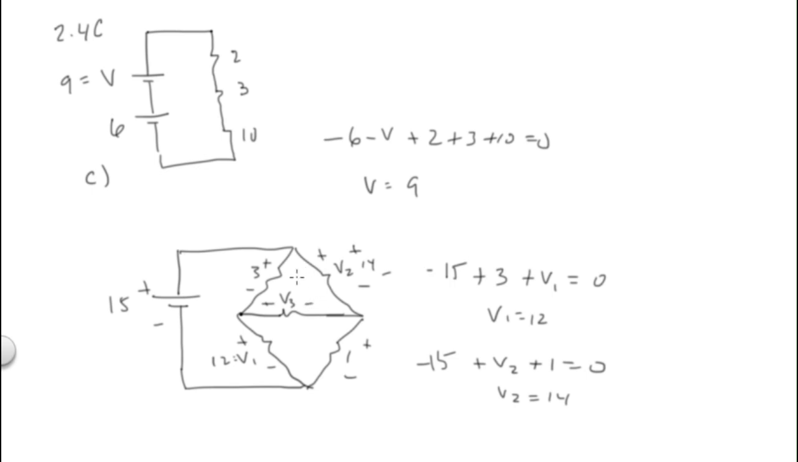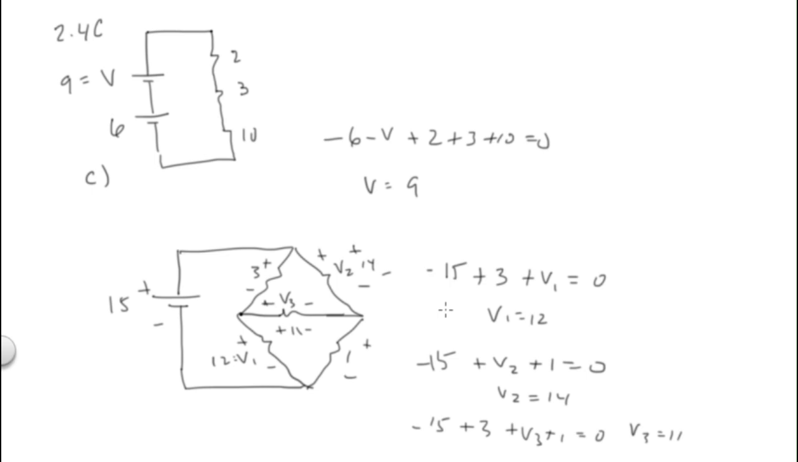Well, I can do it a number of ways. I can go this convoluted loop right here, which is kind of a way of doing it. I can say minus 15 plus 3 plus V3 plus 1 equals 0. V3 better equal 11, plus to minus.